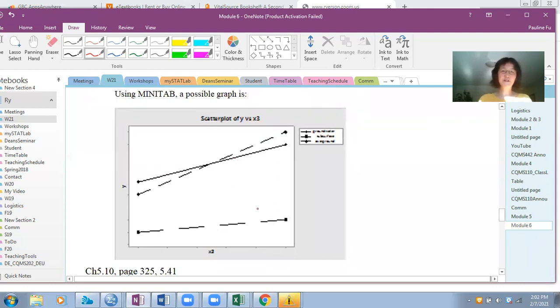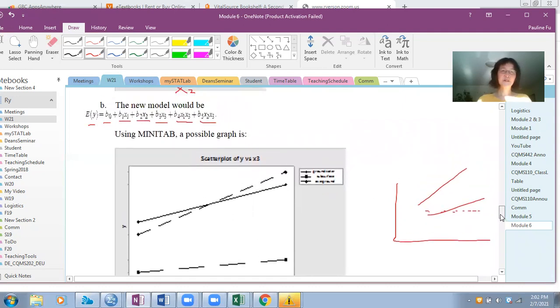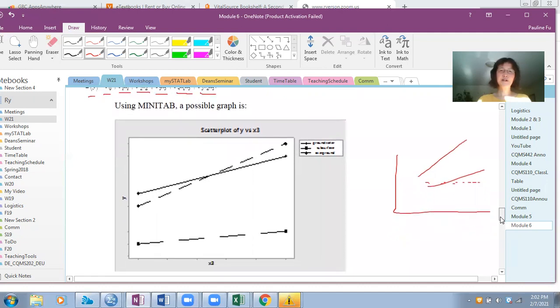Possible graph is this one. It also could be this one. There are other possibilities. The graph could also be this one here. So this one interacts with this one. It also could be this diagram. Okay. So this is question B. Again, this question involved one quantitative variable x2, and x1 is a qualitative variable, has 3 levels.